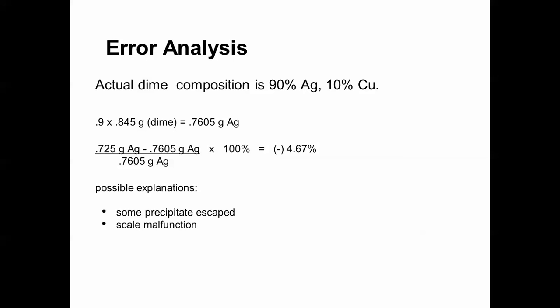Therefore, taking our yield of silver, which is 0.725 grams, and we subtract 0.7605 grams of silver, divided by 0.7605 grams and multiply that by 100%, so we get 4.67% error. Some possible explanations for this are that some precipitate escaped or the scale malfunctioned.